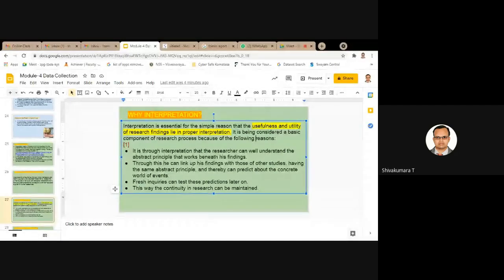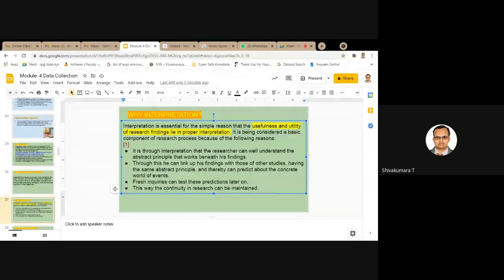In this work, if you look at the outside world, it looks like a concrete world. So if you start understanding the nature of this world, you will come to know that a lot of object-oriented concepts are involved in building any of the objects in this world, right? And fresh inquiries can test these predictions later on.